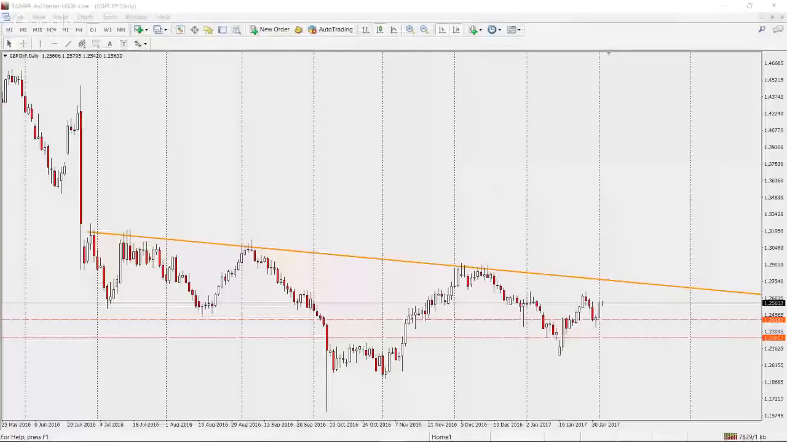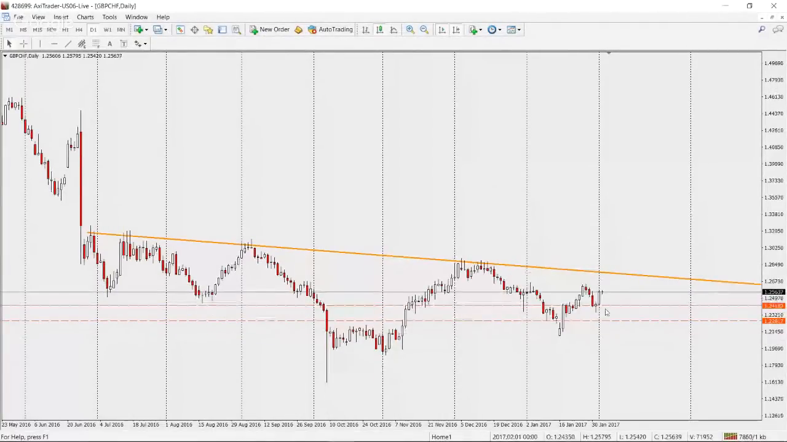So let's take a look at some of these pairs here. Like I said, pound Swiss, maybe the pound Swiss gets up to this trend line, or maybe it gets to this horizontal level. I like the horizontal levels better. To me, they're more useful. So that would be around 126.50, which is really only about 70 pips away from where it is right now. Reversal pattern there, but that could still come.